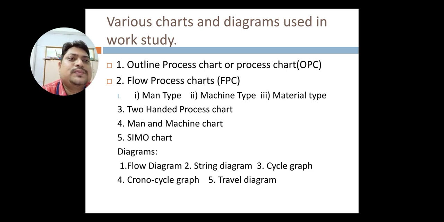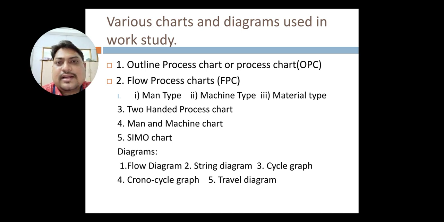Now second is the flow process chart. The flow process chart is generally of three kinds: man type, machine type and material type. In the flow process chart you get complete information about the operation, inspection, transportation, delay and storage of the particular production work. Then third one is a two-handed process chart.